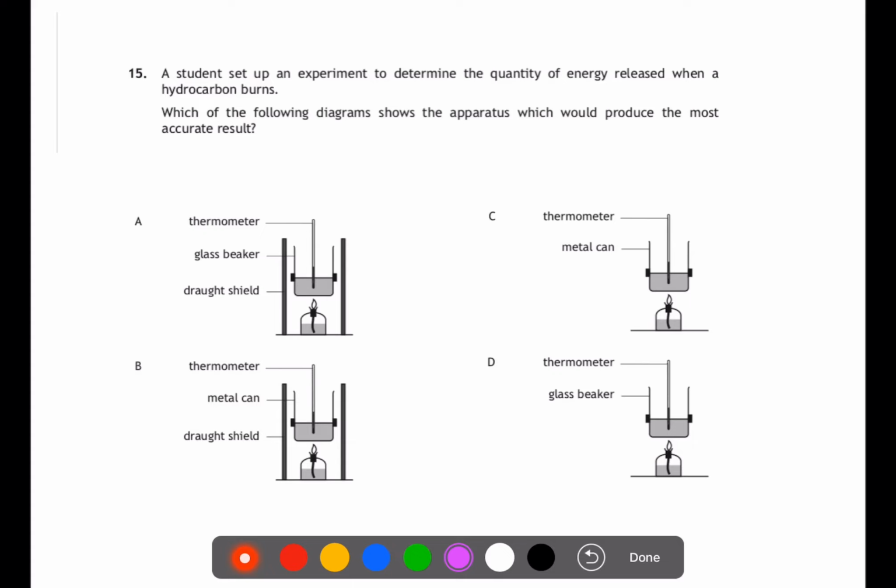Now to do this, you use a metal can as you get a better heat transfer rather than a glass beaker. And to stop any heat escaping to the outside environment, you use a draft shield. So B would be the best apparatus to use.